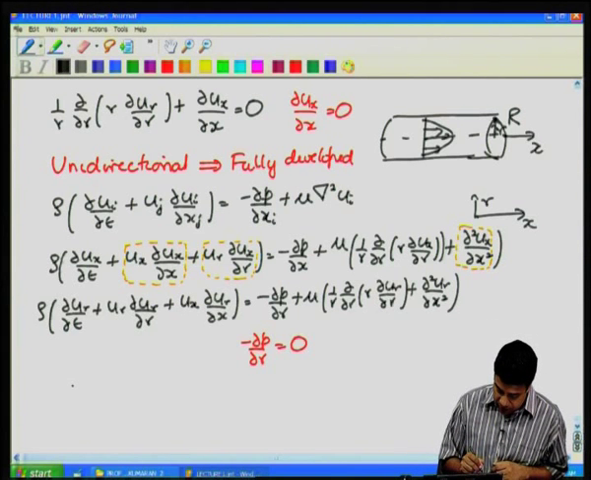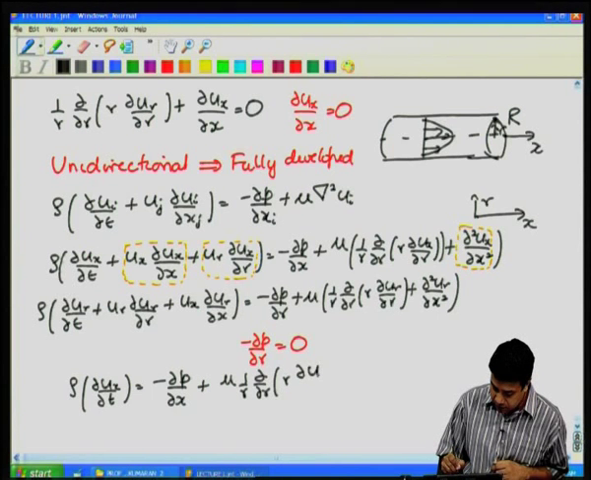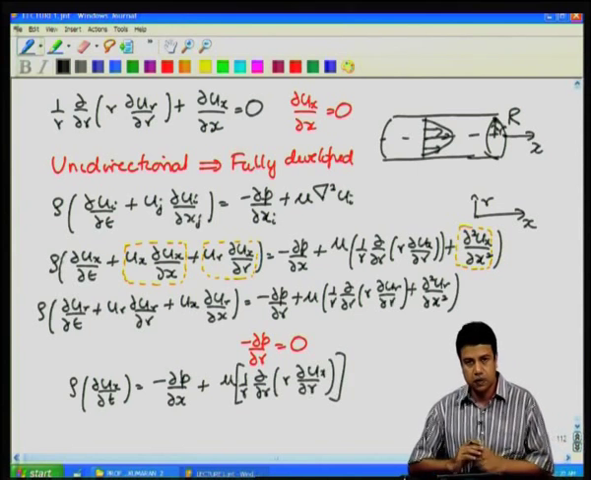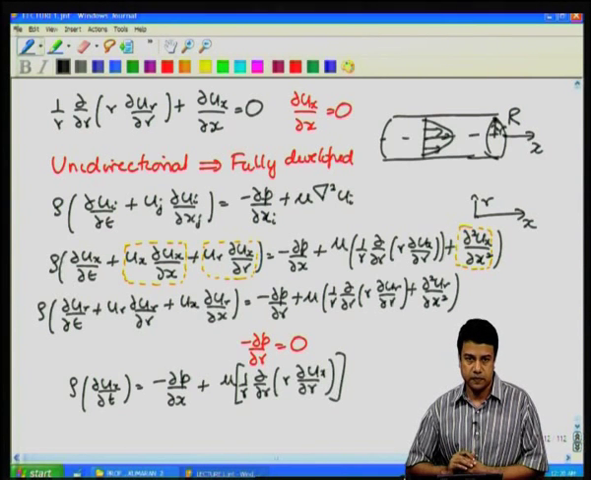Therefore, the equation that I get will be of the form rho times partial u x by partial t is equal to minus partial p by partial x plus mu times 1 by r d by dr of r partial u x by partial r. Now, p is independent of r, and therefore, dP by dx is also independent of r.